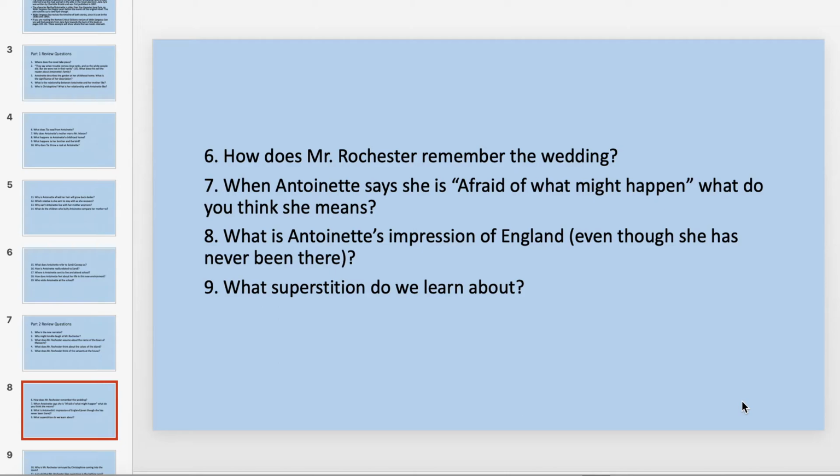Going on to 7, when Antoinette says she's afraid of what might happen, what do you think she means? And this is when we have a flashback scene where Mr. Rochester is recalling a bit of their conversation before they got married. So what do you think she means by that?